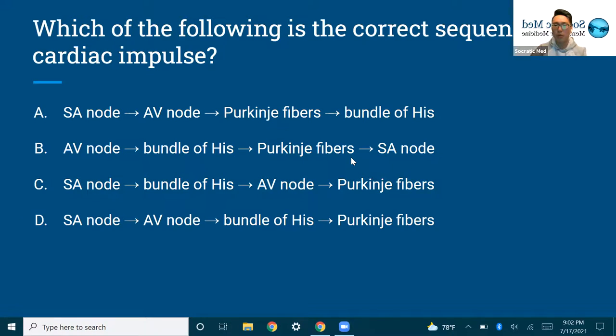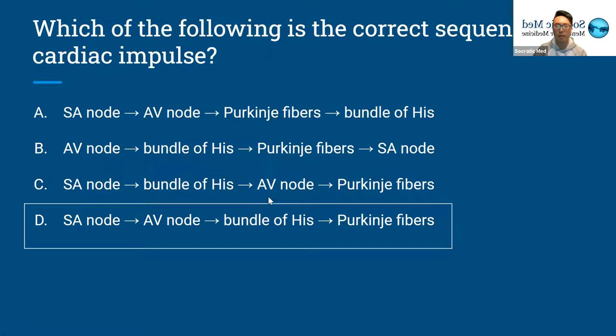Okay, I'm going to end the polling now. Mostly everyone picked D, and that's the correct answer. It goes from the SA node to the AV node to the bundle of His, and then finally the Purkinje fibers.